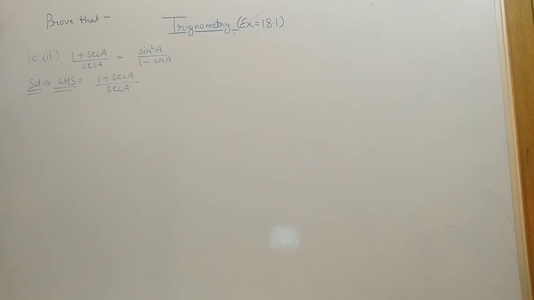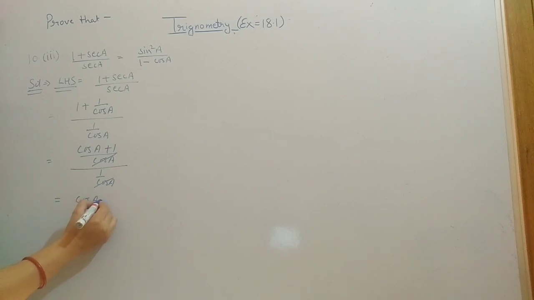Tenth, third one: 1 plus sec A by sec A is equal to sin square A by 1 minus cos A. We have taken the left side, and on the right side we want sin and cos. So this sec A we will change into cos. In place of sec A we can write 1 by cos A, and the denominator also 1 by cos A. In the numerator, if you take the LCM you will get cos A plus 1 by cos A, and the denominator we have 1 by cos A. So by cos A and by cos A will cancel out, and we now have cos A plus 1.